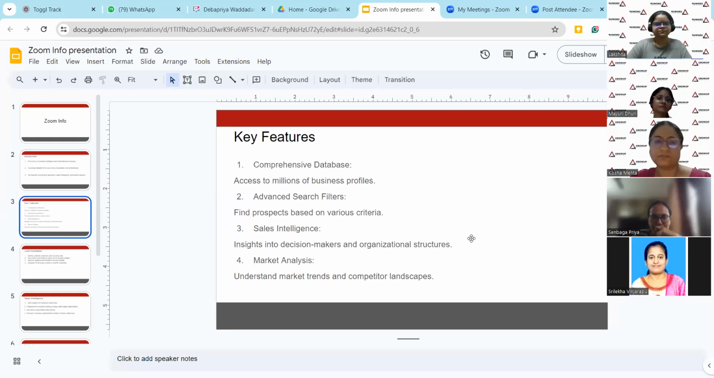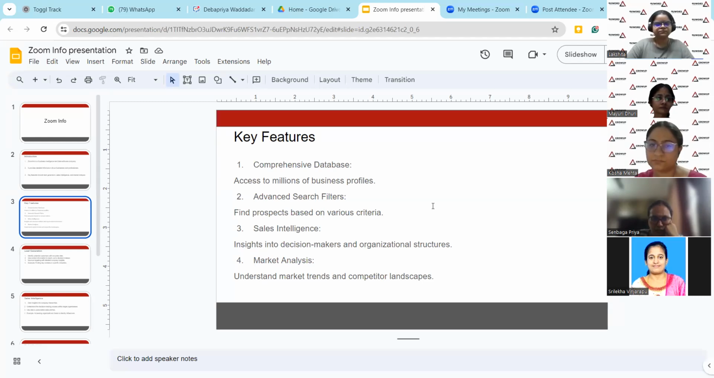So the key feature is that it has a comprehensive database. They have access to different kinds of profiles, may it be CEO, CTO, or the managerial level or shop floor level. They have a database of people in different countries, in different continents. So irrespective of which domain or which country you want data for, you can get it from ZoomInfo. Advanced search filters are there, like you can put your criteria there and then you can get information.